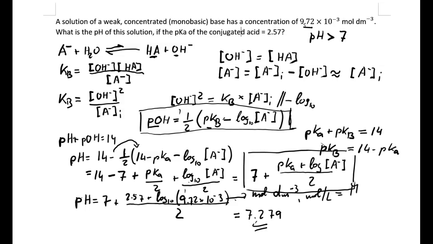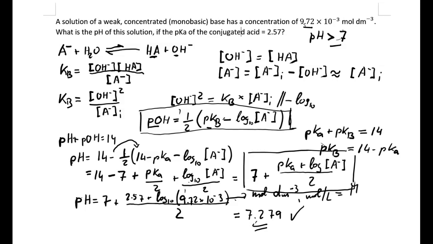Now, we need to check what we've just calculated. So we've got a pH that is larger than 7, and initially we said we are looking for a pH that is larger than 7, so we can be quite confident that this calculation actually worked out all right.